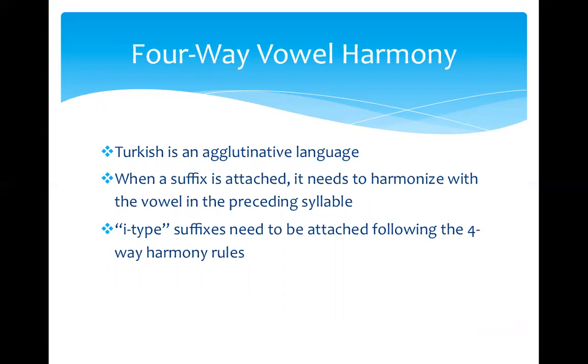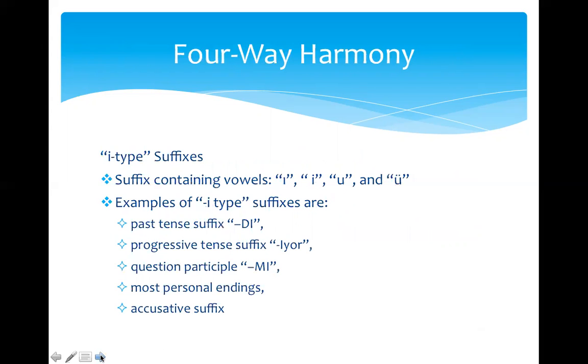As we mentioned before, Turkish is an agglutinative language. When a suffix is attached to a word, it needs to harmonize with the vowel in the preceding syllable of the word. So I-type suffixes need to be attached following the four-way harmony rules. So what are the I-type suffixes?